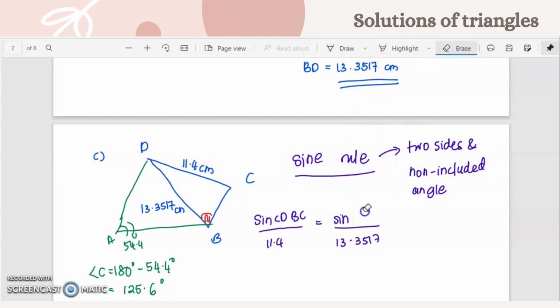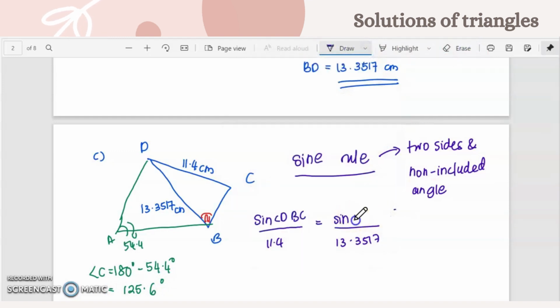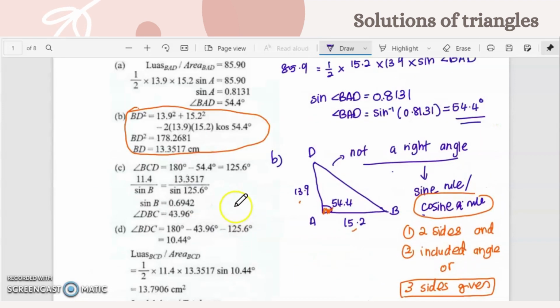So means that here, awak kena gantilah bagi letakkan dengan angle C, which is 125.6. Okay, so you rearrange, you will get sine angle DBC equal to 0.6942. And you will get the angle DBC equal to 43.96 degree. That is the angle of DBC.